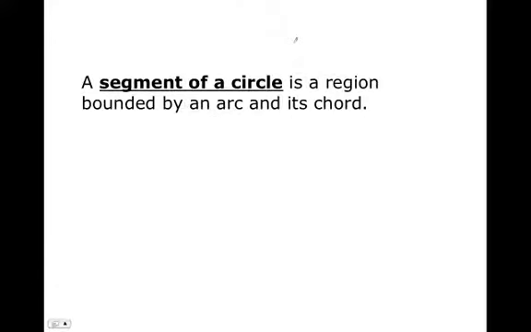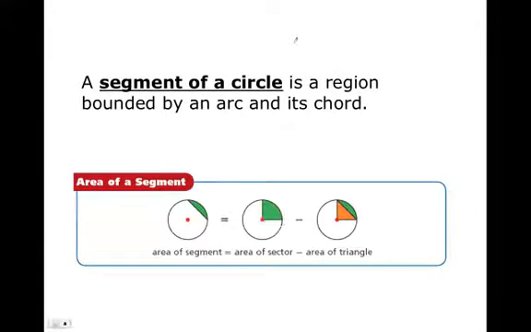A segment of a circle. Now we've talked about segments in a linear sense between 2 points. Well, we also have a segment of a circle, and it's the region bounded by an arc and its chord. So look in this picture here, this green area is the segment of this circle. It came from finding the area of that sector, and then we subtract out the triangle. If I were to draw in the radii here, you can see this is where that orange triangle is. So for any segment of a circle, you just take the area of the sector and subtract out the area of the triangle.